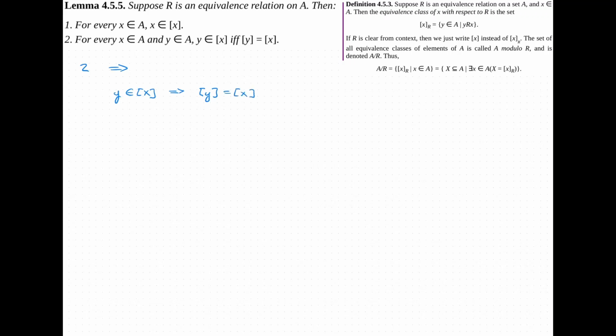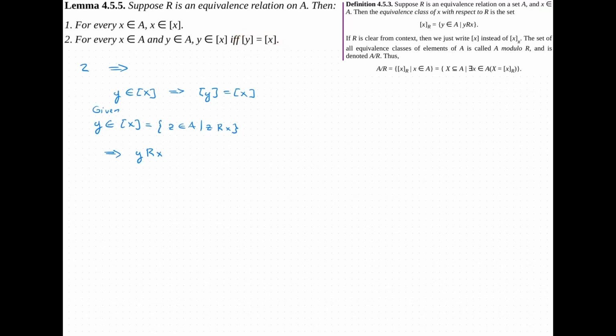So how do we go about this? Well, the givens are that Y is in the equivalence class of X, but by definition, the equivalence class of X is the collection of those Z's in A such that Z is related to X. So, in other words, Y being in the equivalence class of X is telling us that Y is related to X.